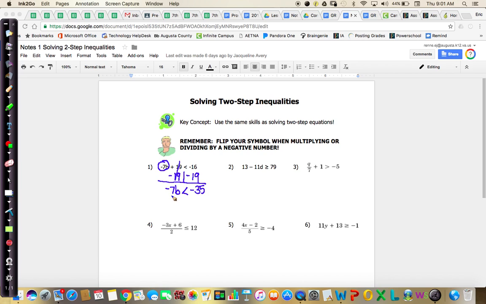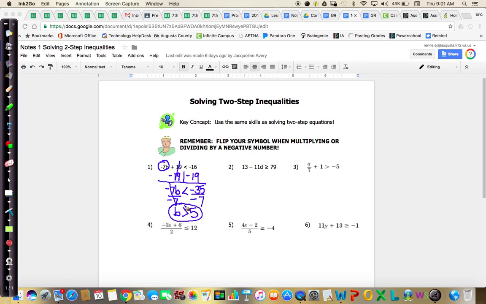The opposite of multiplication is division, so we're going to divide both sides by negative 7. Don't forget about the negative. Negative 7 divided by negative 7 is a 1 in disguise. So bring down your b. And because we divided both sides by a negative, we have to flip the symbol. Negative 35 divided by negative 7 is positive 5.